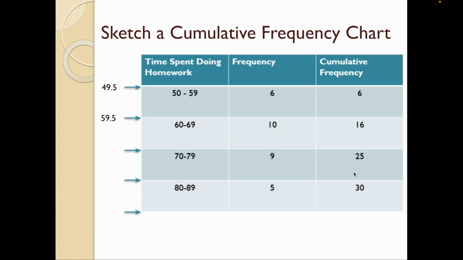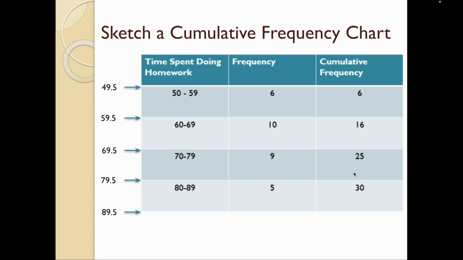59.5. Who would 49.5 match with? 0. Excellent. And 59.5 is going to match with who? 6. Lovely. Then 69.5 is going to match with who? 16. Nice. Then 79.5 with who? 25. Then 89.5 matches with 30. So when we are actually doing this and splitting the graph, we know what number we have to use.